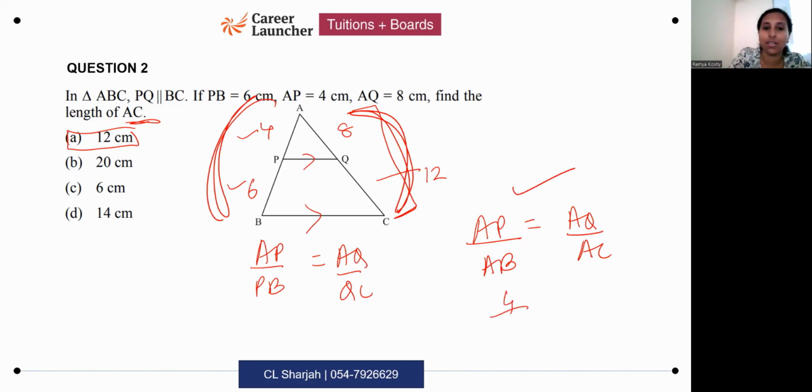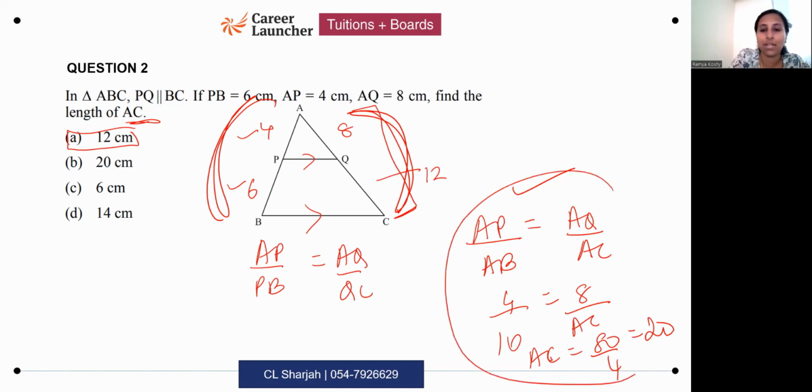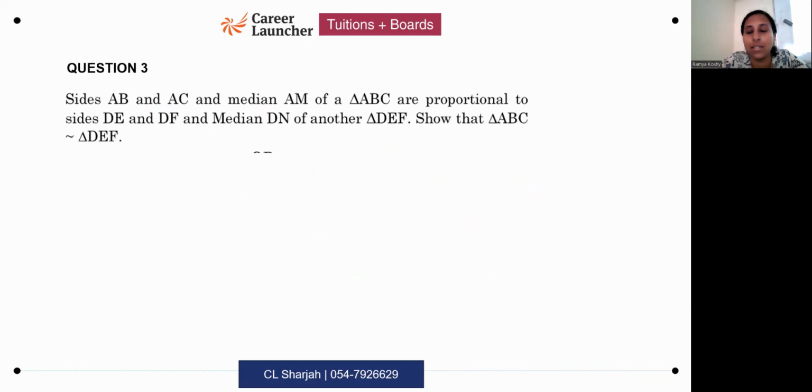Is it B? Ma'am, 20 centimeters, ma'am. 20. Check again. It will be 4 divided by 10 equals 8 divided by AC. So AC is 80 divided by 4, which is 20. This is the better method. Yeah, many of you have answered in chat already. Good. Okay, 20 is the correct answer. Try this one.